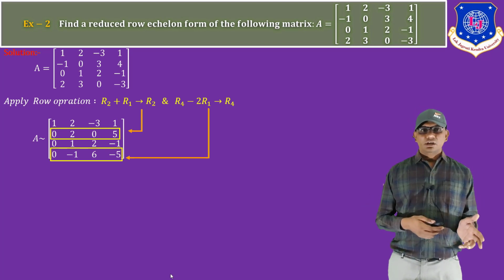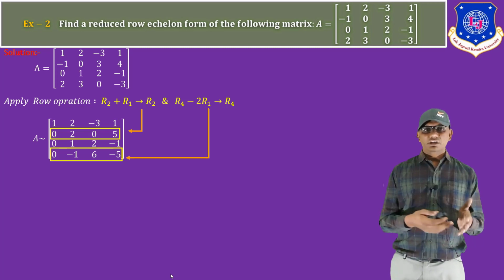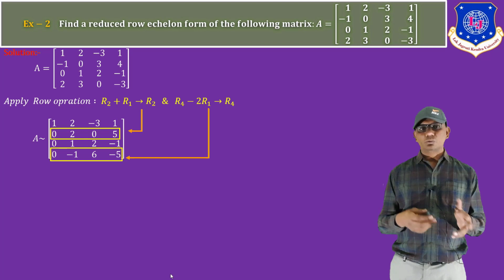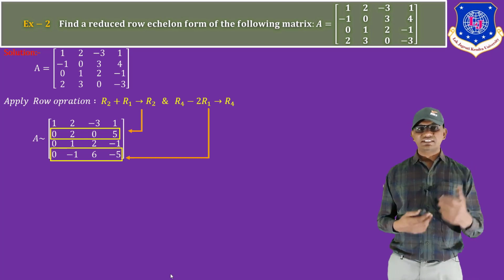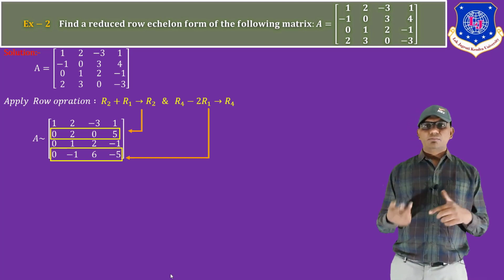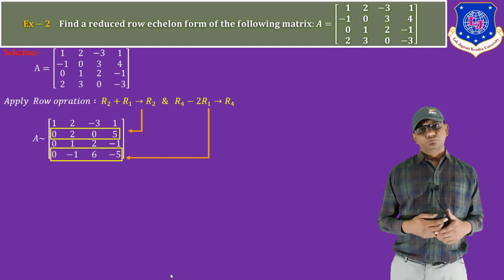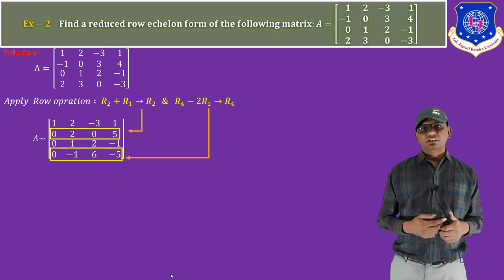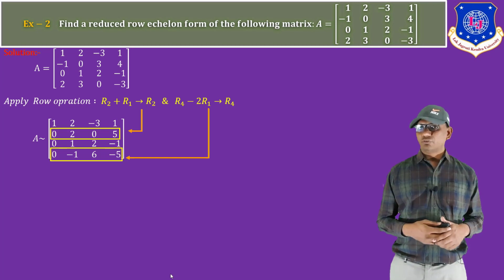So, in the second row we add the first row into the second one, and we get 0, 2, 0 and 5. You can check easily. In the fourth row we are multiplying our first row by -2 and adding it into the fourth row, then we get 0, -1, 6 and -5.